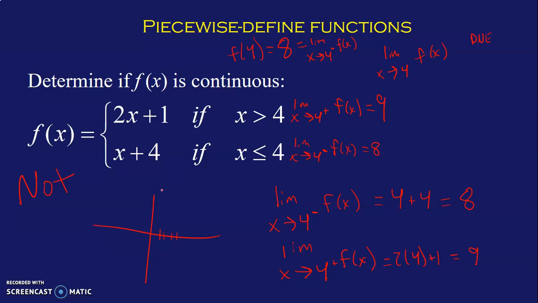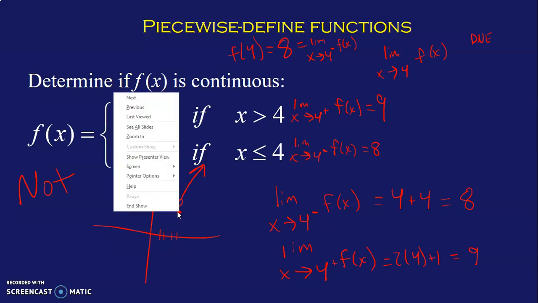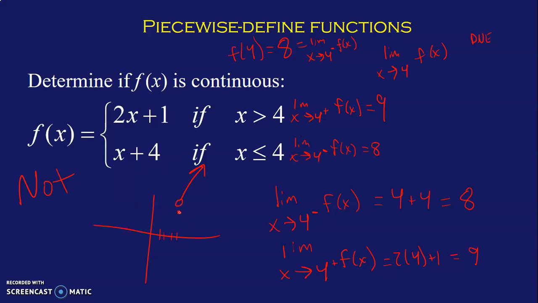And if we think about it, at 4, when we're greater, we're up here at 9, and I'd have a slope of 2. When it's less than or equal to 4, I'm at 8, and I would have a slope of 1. So I'd cross at 4. So slope of 1, slope of 2. And there would be a jump discontinuity there because there was a finite distance between the left side limit coming in at 8 and the right side limit at 9.